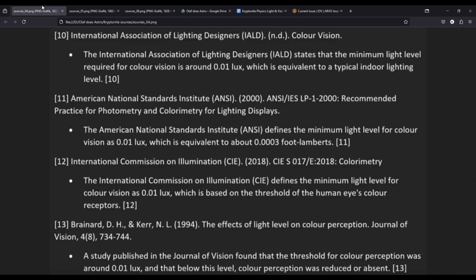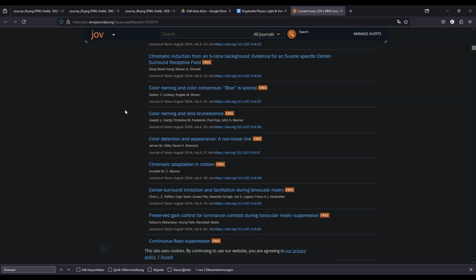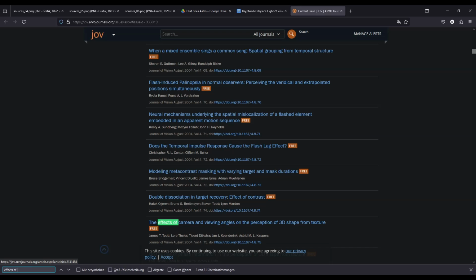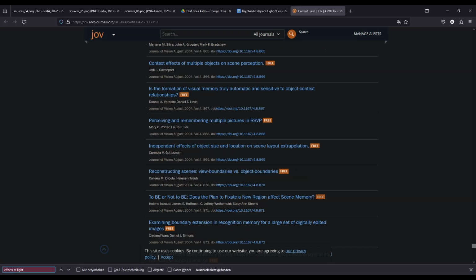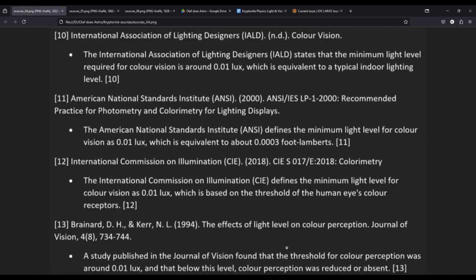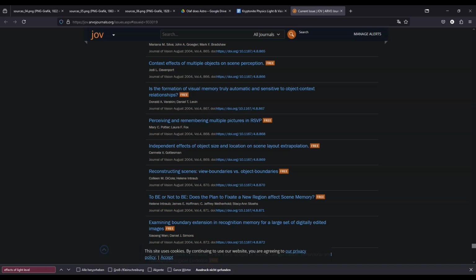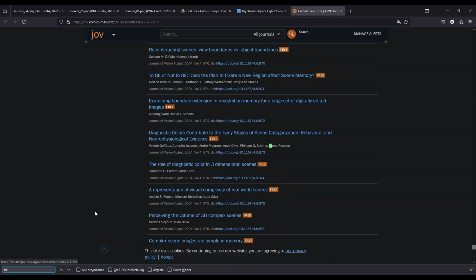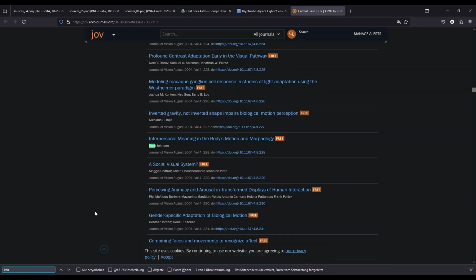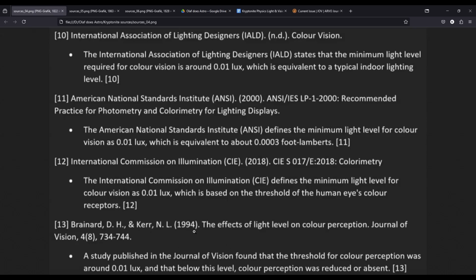Furthermore, if we look at the thing here again, Brainard and Kerr, the effects of light level. So let me just search that. Effects of light level doesn't return any finds, and we have no one here named Kerr. We only have Curie. So the citation does not exist.